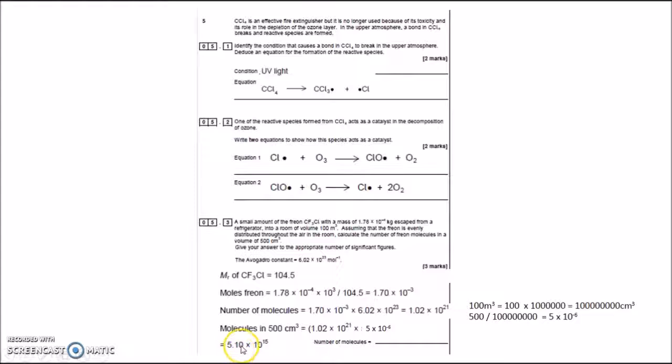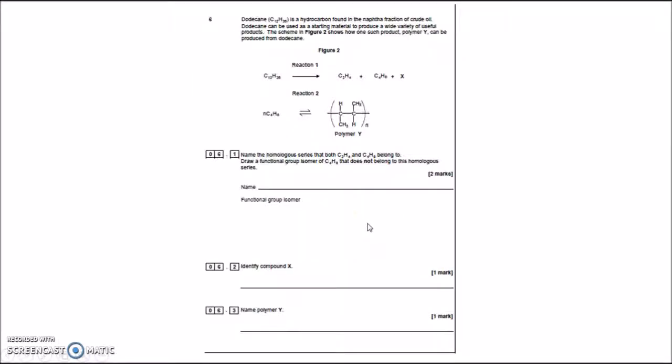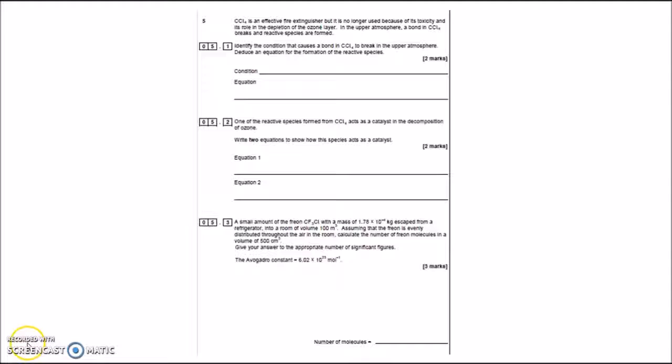A 0 to the right of other numbers counts as a significant figure. If it's over to the right hand side here, it counts as a significant figure. 5, 1 and the 0 counts. 1, 2, 3 significant figures. That now matches.